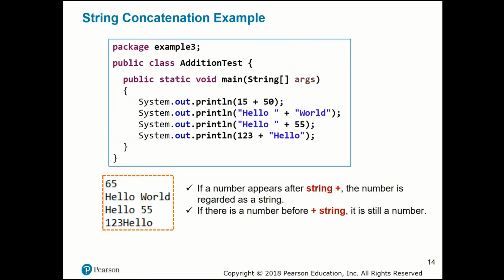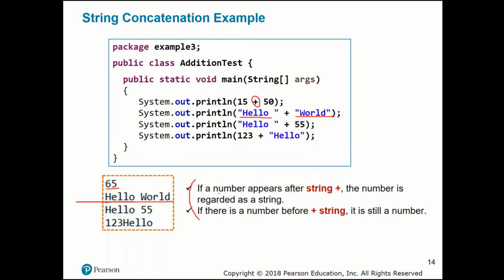We should be careful when using the plus operator. Here, 15 and 50 are numbers, in the first statement. So this plus is just arithmetic addition. So 65 is printed out. And in the second statement, this is a string and it is concatenated with this string. So Hello World is printed out. If you use the plus operator with a string and a number together, the order is important.